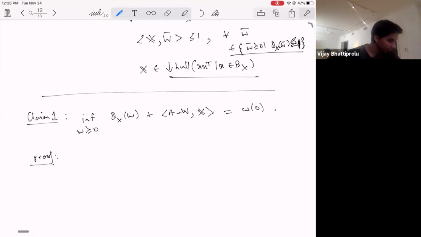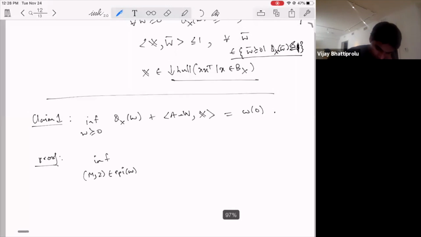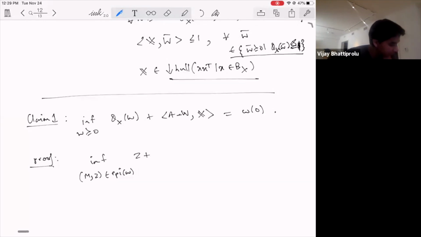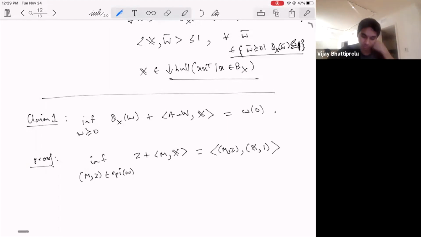So let's start with the infimum over M comma Z in the epigraph of omega of z plus m inner product bold x. Recall, this is equal to the inner product of those two vectors: the vector m comma z inner producted with the vector bold x comma 1, the hyperplane that we got, the tangent hyperplane.